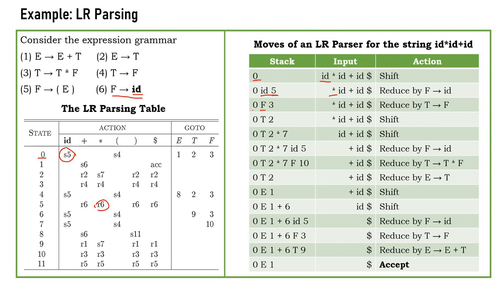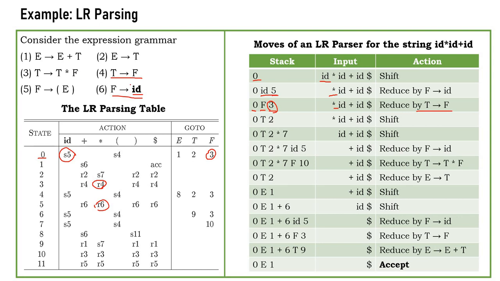Okay. So next we have to check this 0 and F. What is the 0 F value? It is 3. So we have to insert the value 3 in the stack. Okay. Next we have to check 3 and star. So 3 star, it is R4. So again it is a reduce. We have to check the fourth production. It is T implies F. So reduce by T implies F.